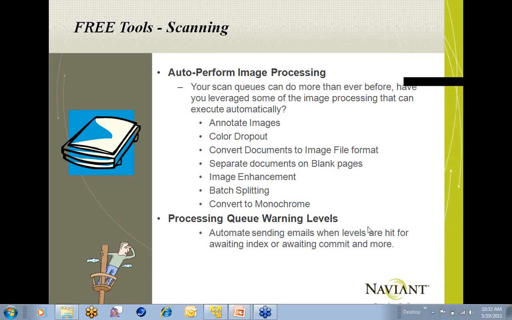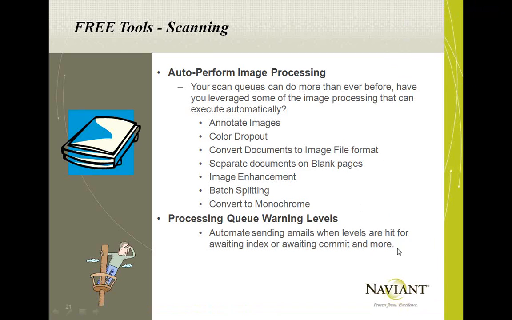Now, last but not least, like that little guy looking off into the future, you want to know sometimes when something's about to happen or when there's some problems. You can set up in every scan queue a warning level. And those warning levels could be anything from how many batches you have sitting in awaiting commit, how many batches you have sitting in awaiting index.